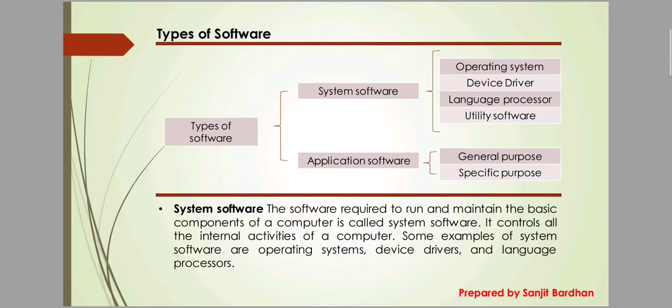Now we will discuss the system software. The software required to run and maintain the basic components of a computer is called system software. System software controls all the internal activities of a computer. That means the system software maintains all the basic components of a computer.